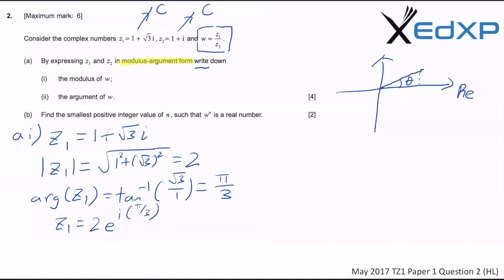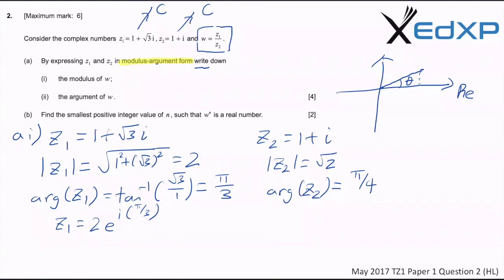Okay, and let's do it for Z2. Z2 is 1 plus i. We can go a bit faster now. The modulus of Z2 is root 2 using Pythagoras theorem. And the argument of Z2 is pi over 4. Arctangent 1 over 1 is 45 degrees. So Z2 can be expressed in this form, root 2 e^(i pi over 4).